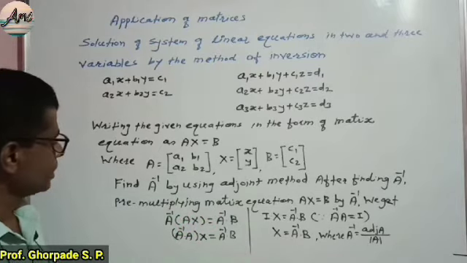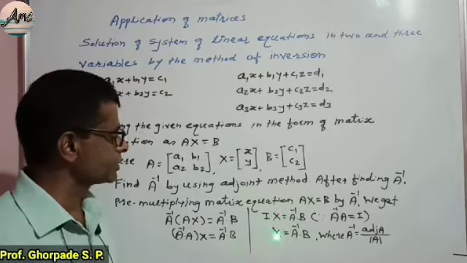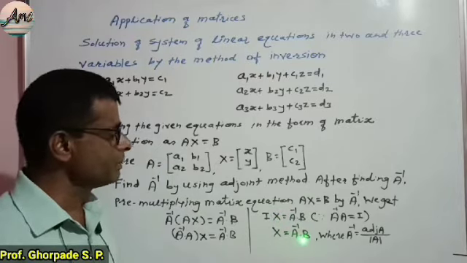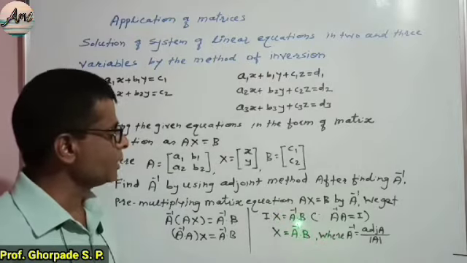If you multiply the identity matrix to any matrix, you will get that matrix only. So X is equal to A inverse into B, where A inverse is the adjoint of A divided by the determinant of A. So this is the method to find the solution of system of linear equations in two variables and in three variables by the method of inversion.